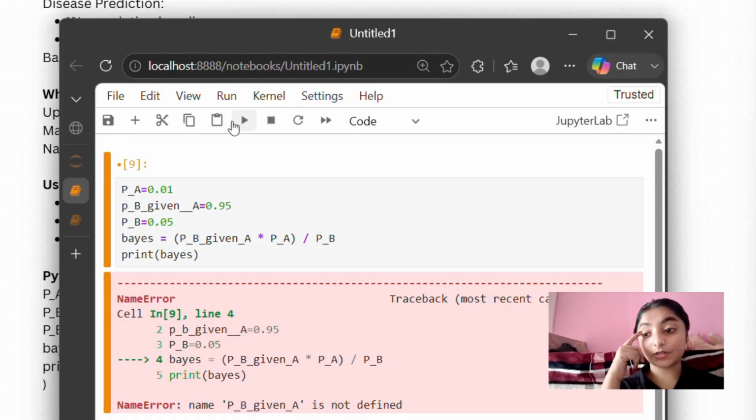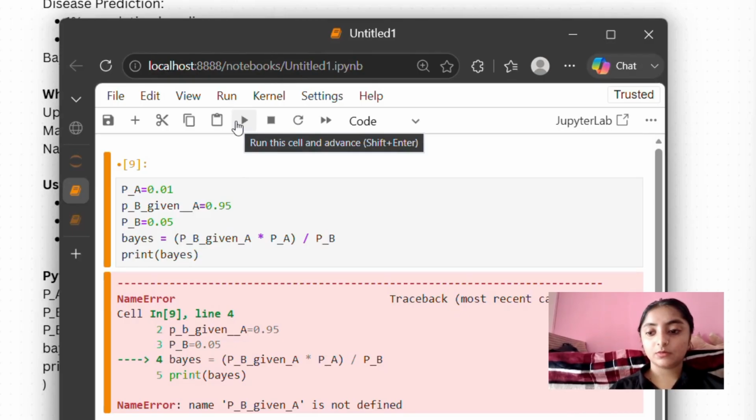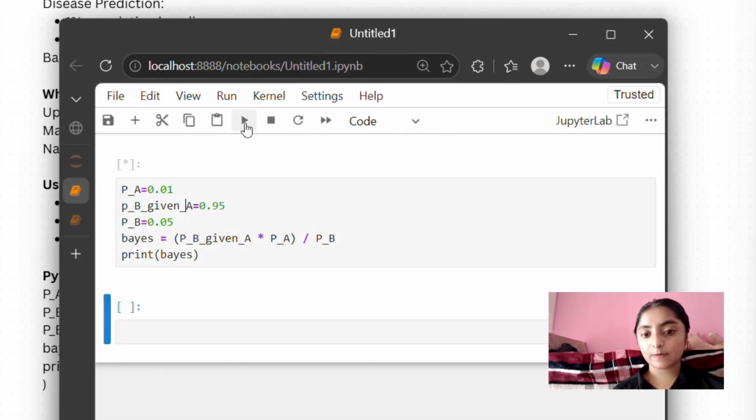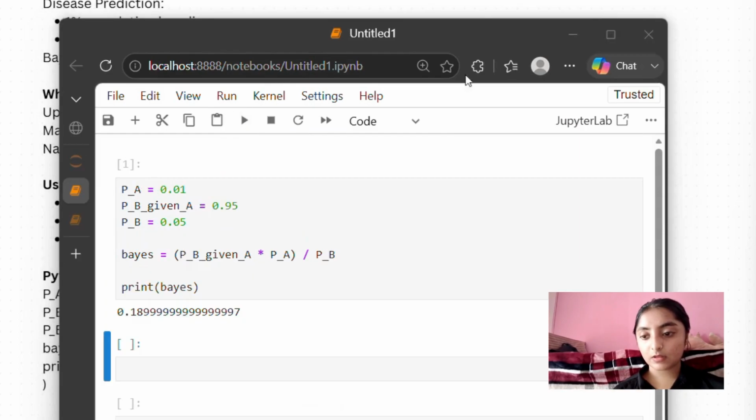Sorry, we made a mistake. Actually I need to give capital B here. Okay, I think it's fine now. So yeah, this one, we are getting output.